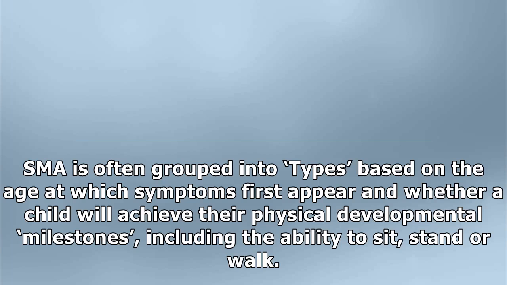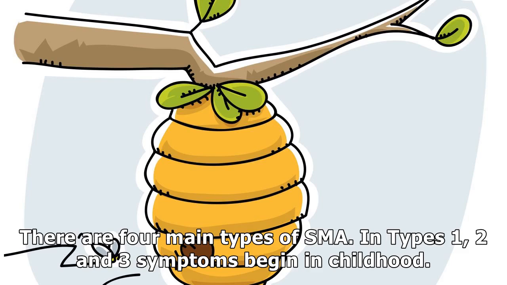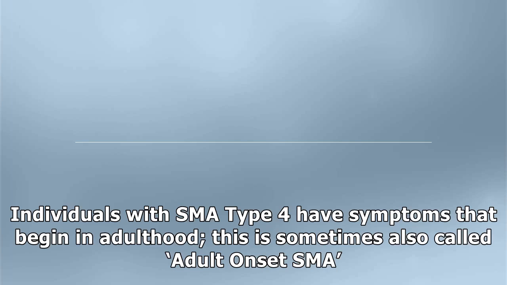SMA is often grouped into types based on the age at which symptoms first appear and whether a child will achieve their physical developmental milestones, including the ability to sit, stand or walk. There are 4 main types of SMA. In types 1, 2 and 3 symptoms begin in childhood. Individuals with SMA type 4 have symptoms that begin in adulthood. This is sometimes also called adult-onset SMA.